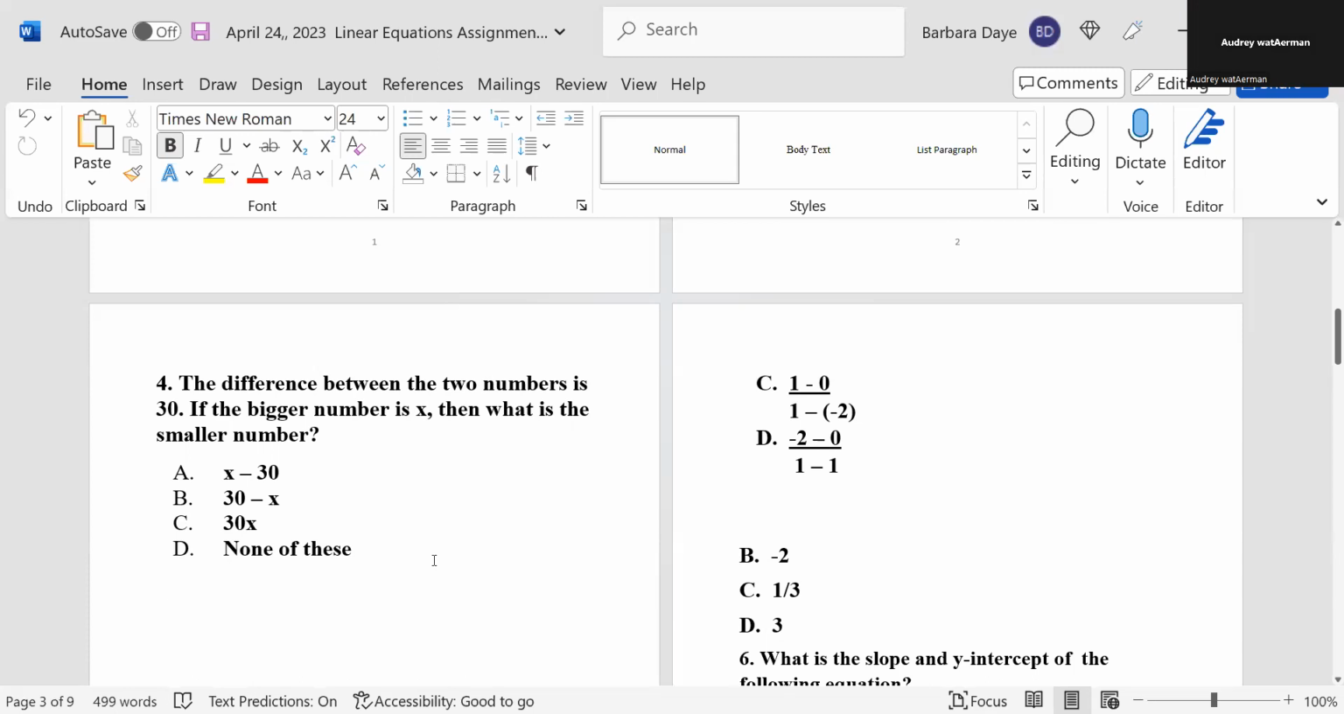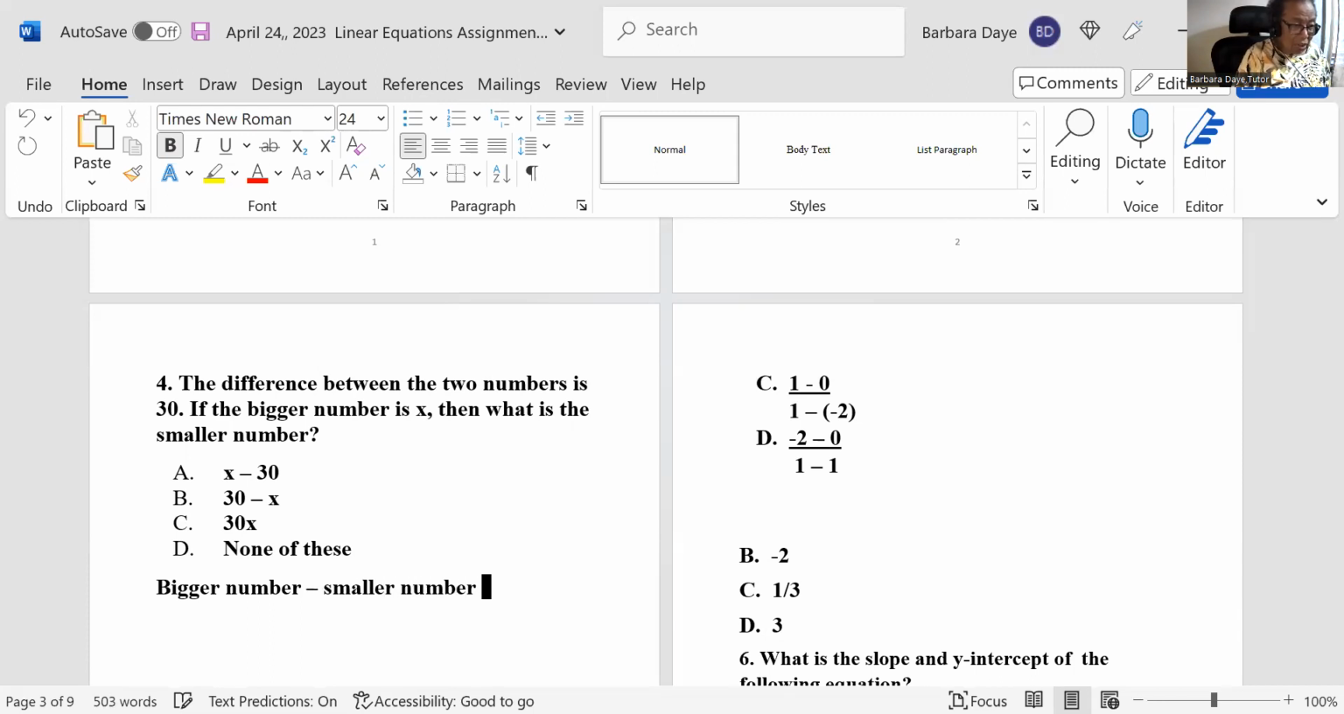Okay. In words, what Audrey is saying is, if the difference is 30, let's just put it in words. That means the bigger number minus the smaller number is equal to 30, right? Yes. Okay, so that's what it would be in words.